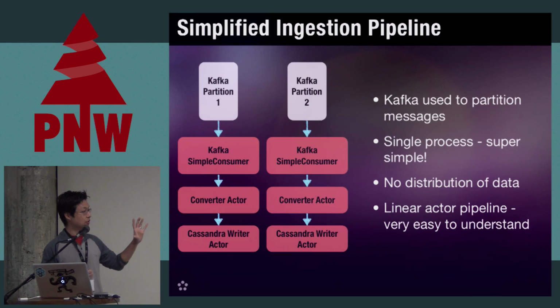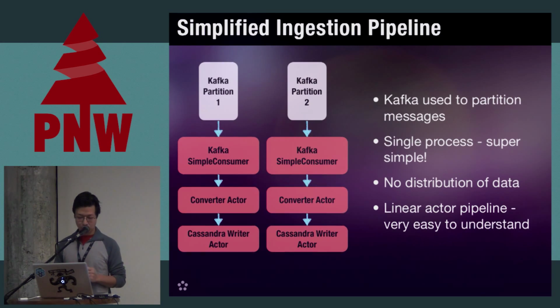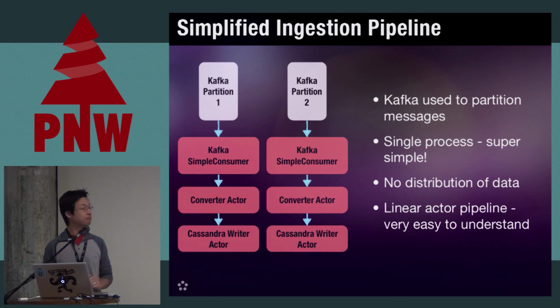There's a pipeline of actors. The first actor reads from Kafka, the second one does some conversion, the third one writes it. It's actually a little bit more complex than that, but it's still a linear system. It's all actors, and it's very easy to understand. So we're finally at a point where we have a very easy system to deploy, very easy to debug. If anything goes wrong, it's just one process, one log file, and it's been running very well.